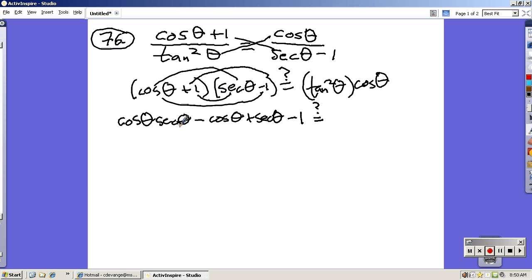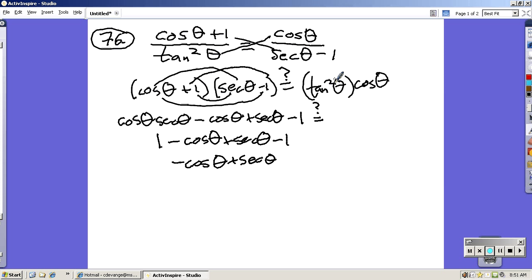Cosine times secant. Secant is 1 over cosine, so this is a 1. And then I have negative cosine theta plus secant theta minus 1. So 1 minus 1 is 1. So basically I have negative cosine theta plus secant theta. And, as you know, that's the same as secant minus cosine. So let's get to there.